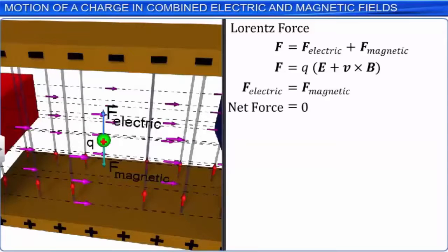The magnitude of the force on the charged particle due to the electric field is QE, and the magnitude of the force due to the magnetic field is BQV. If the net force on the charged particle is zero, then E is equal to BV, or V is equal to E by B. This principle is used to select the particles to be projected into the fields based on their velocity. So the crossed electric field and the magnetic fields are called velocity selectors.